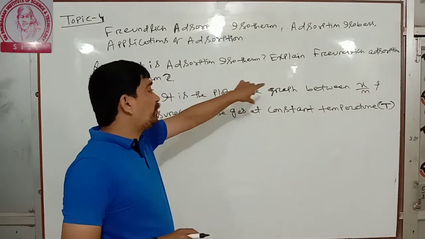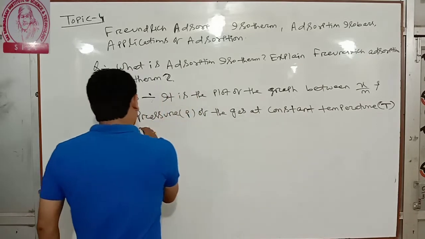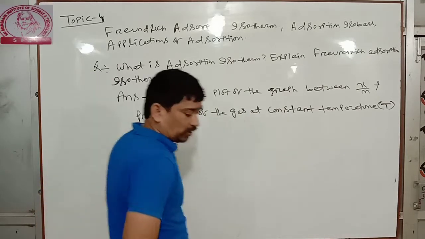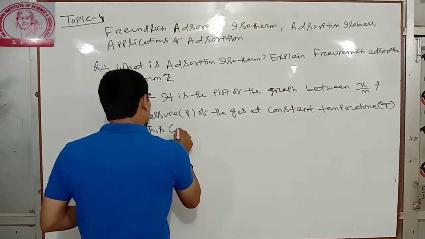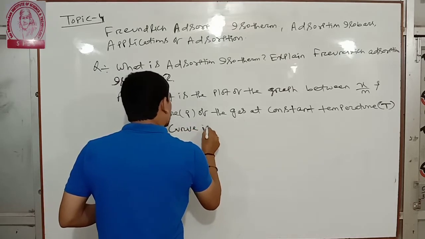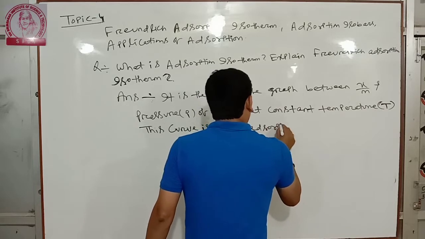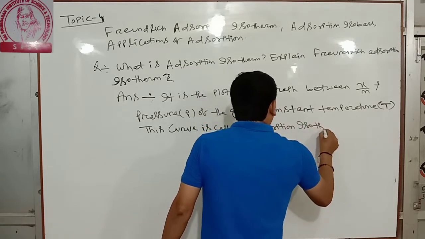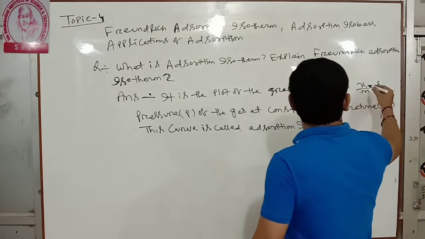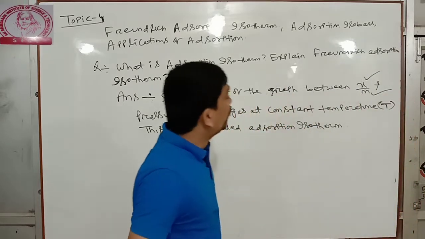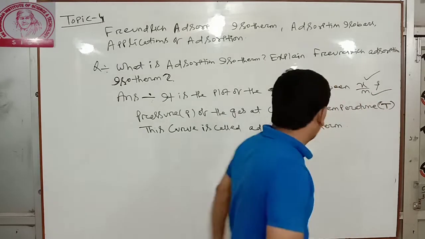So look, the plot of the graph between x by m and pressure P of the gas at constant temperature T. This curve is called adsorption isotherm, where x is the mass of the adsorbate and m is the mass of the adsorbent. Simple. So this is the answer.